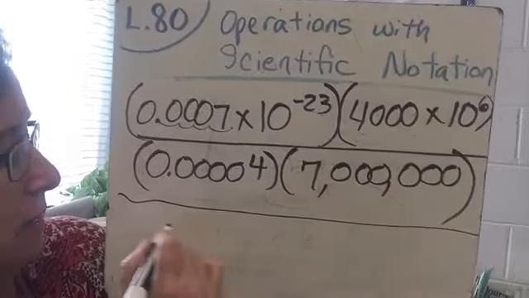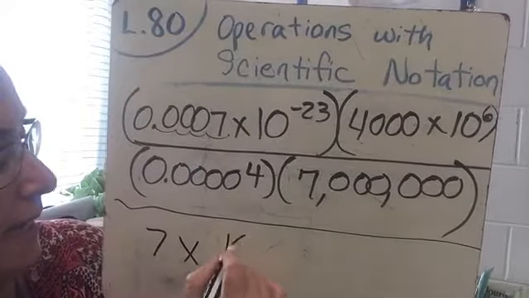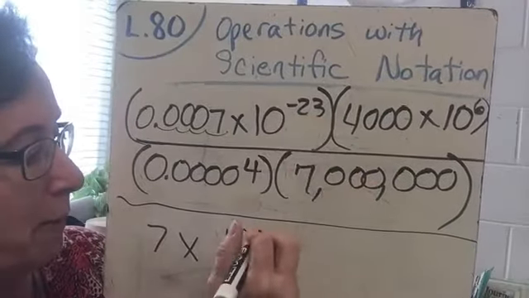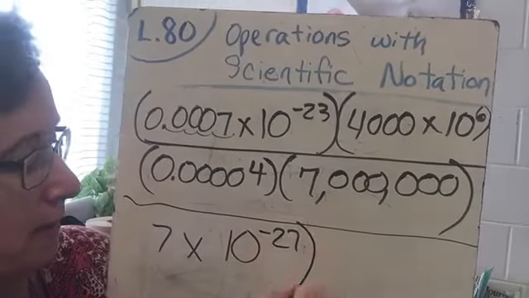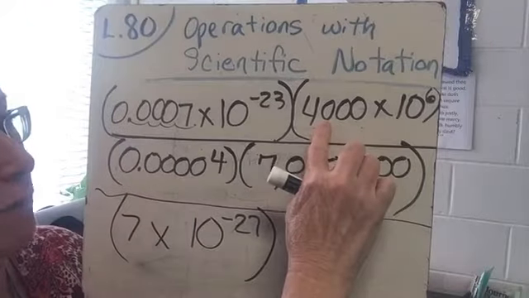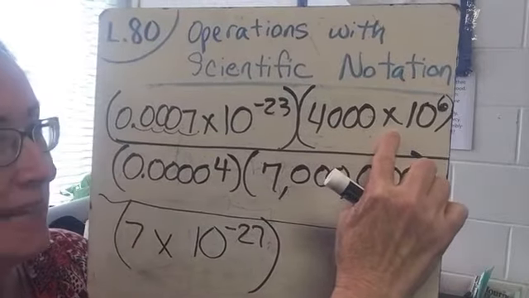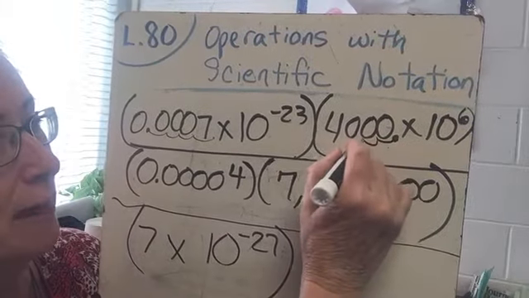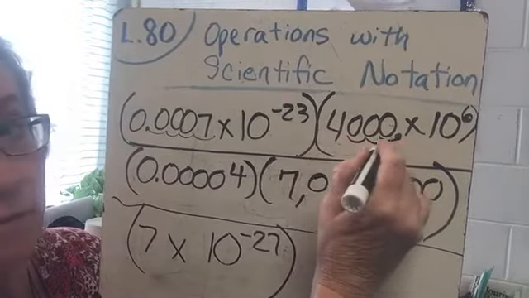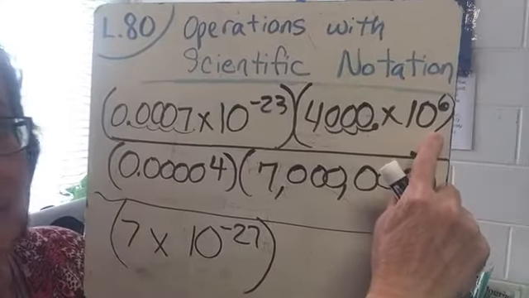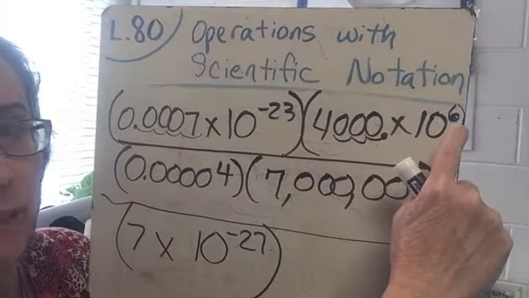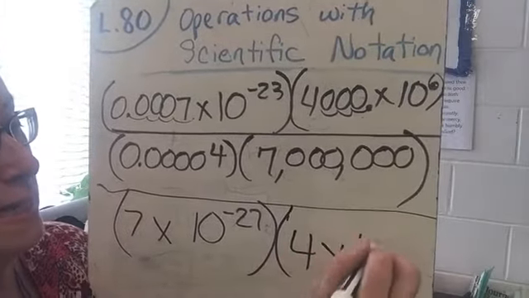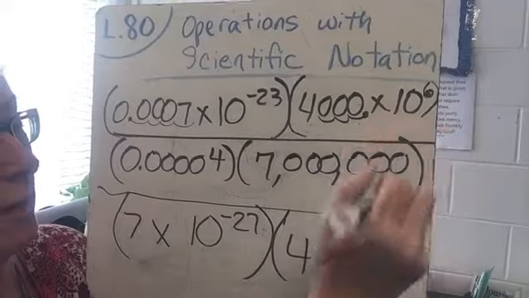So let's do 7 times 10. 4 to the left on the number line from negative 23 would be negative 27. Okay, and then we've got 4,000 times 10 to the 6th. We're going to take the decimal here. We need to get it right behind the 4. We moved that 3 to the left. Therefore, we have to take this exponent 3 to the right. And we're going to wind up with 4 times 10. 6 plus 3 more is 9.